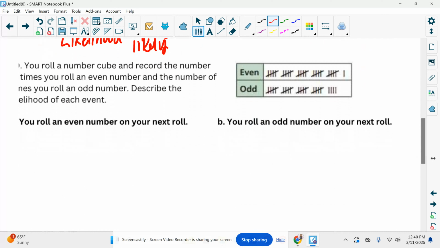Alright, we're going to do something similar to this in a minute. You roll a number cube and record the number of times you roll an even number and the number of times you roll an odd number. Describe the likelihood of each event. So I want you to find the relative frequency for both of these, and then find the likelihood of both of those. Go for it.